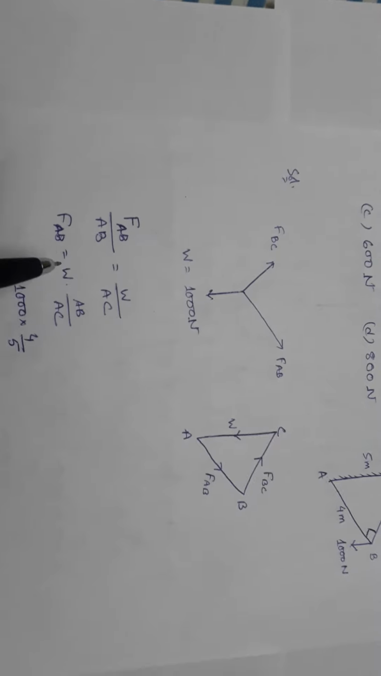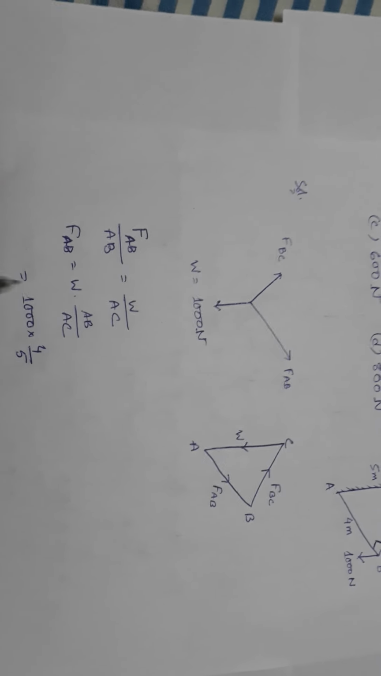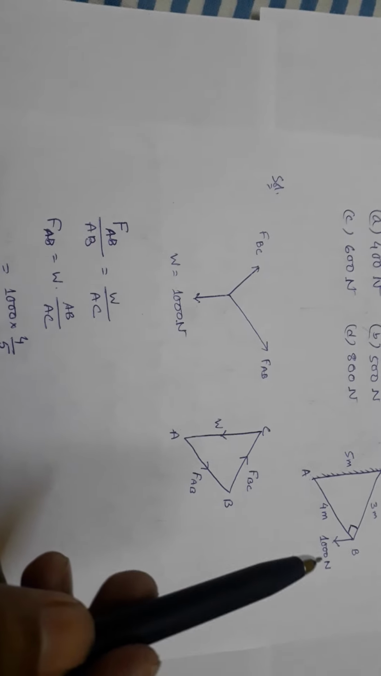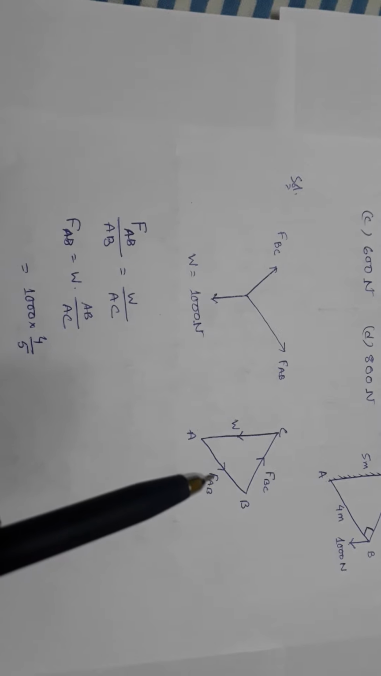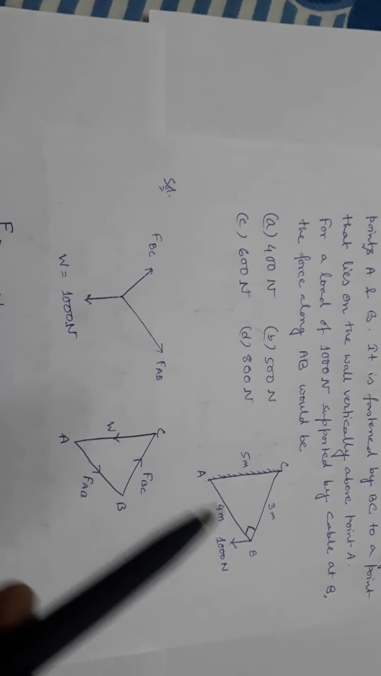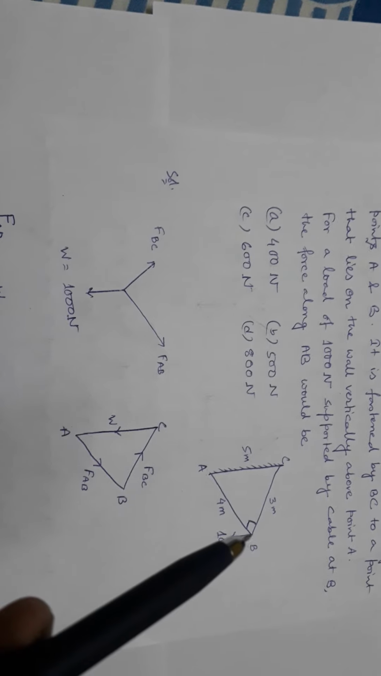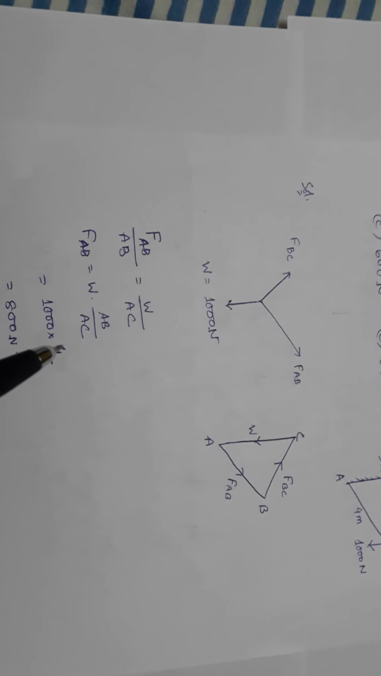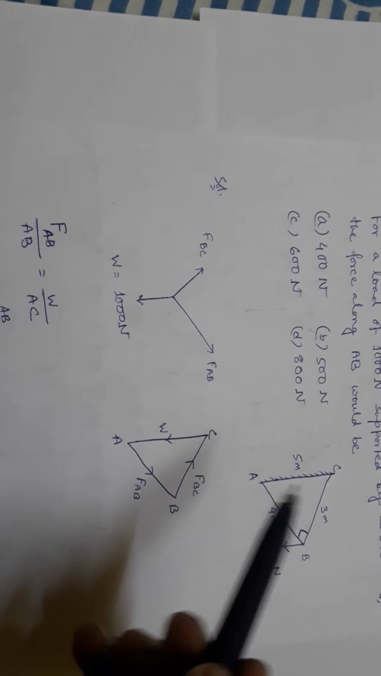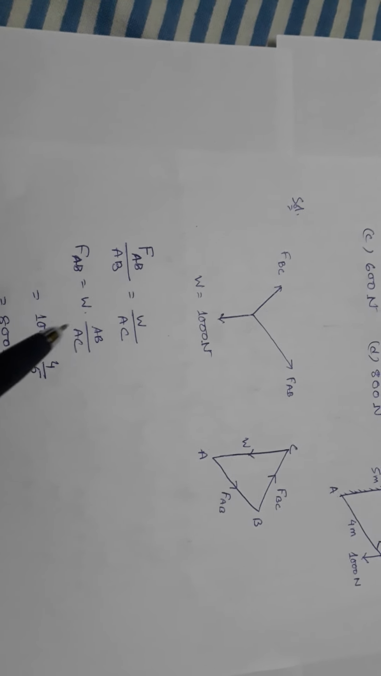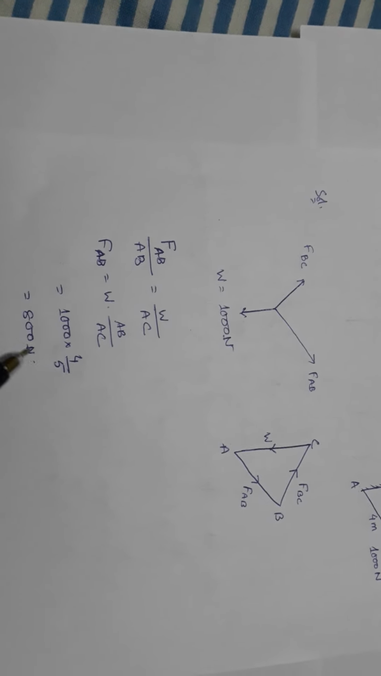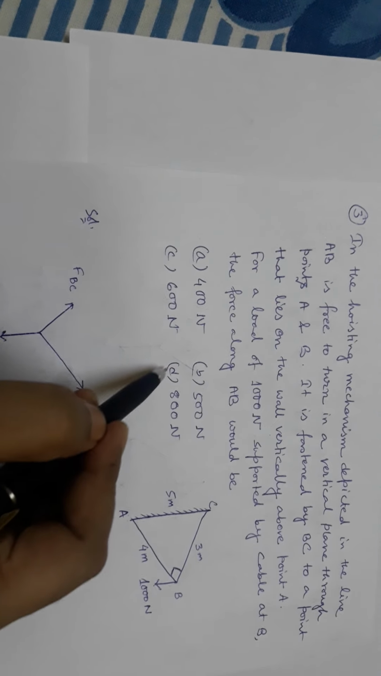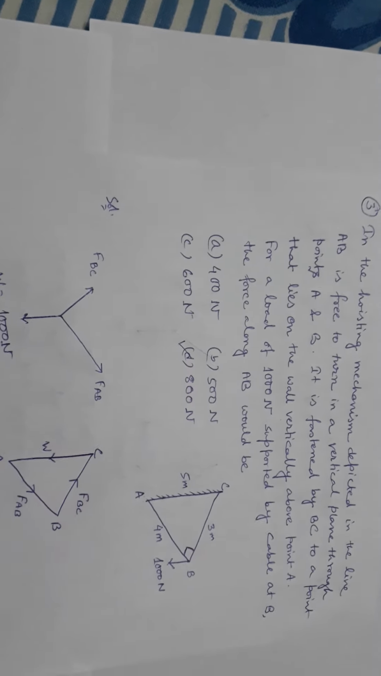So FAB equals W into AB by AC. The value of W is 1000 Newton, that is 1000 into AB. What is the value of AB? This is the AB and the value of AB is 4 meter. The value of AC is 5 meter. So in place of AC, this is 5. So 1000 into 4 by 5, so 800 Newton. So the answer should be 800 Newton.